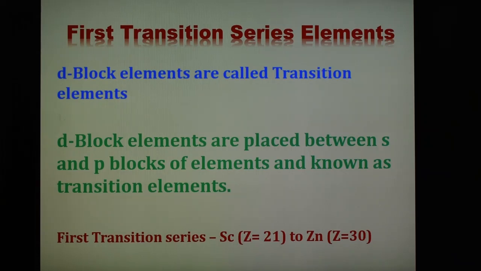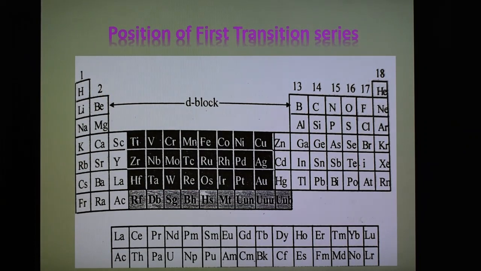As we know, there are 4 transition series: first, second, third and fourth. The first 3 transition series are complete and have 10 elements each, and the fourth transition series is incomplete. Here we are going to see the properties of the first transition series elements. These transition series have important characteristics, and these are the unique properties of the transition elements.